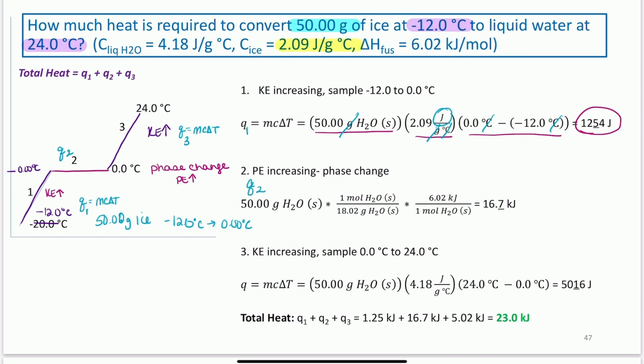Q2, I'm doing stoichiometry. I've got 50 grams of ice that needs to be moved to water. How many moles of water is that? Convert to moles. Now, I know that my delta H of fusion is 6.02 kilojoules per mole. I know it takes 6.02 kilojoules to heat up 1 mole of water. So I've got this in moles now. Now I can cancel my moles, calculate kilojoules, and I get 16.7 kilojoules for heat for the phase change.